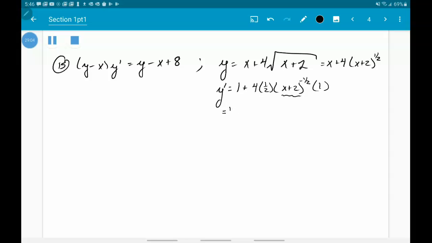If you wanted to write the u substitution out, you could write the u substitution out. Once you do that a few times, though, you may get to the point where you don't have to write the u substitutions out. So there's our derivative. y prime is equal to 1 plus 2 over square root x plus 2.